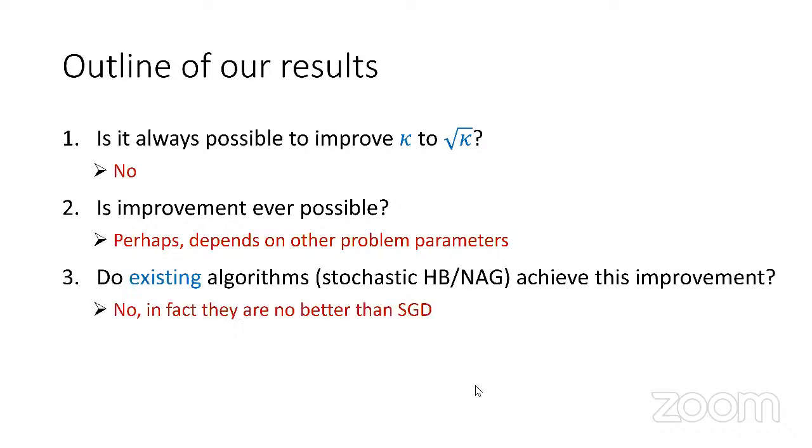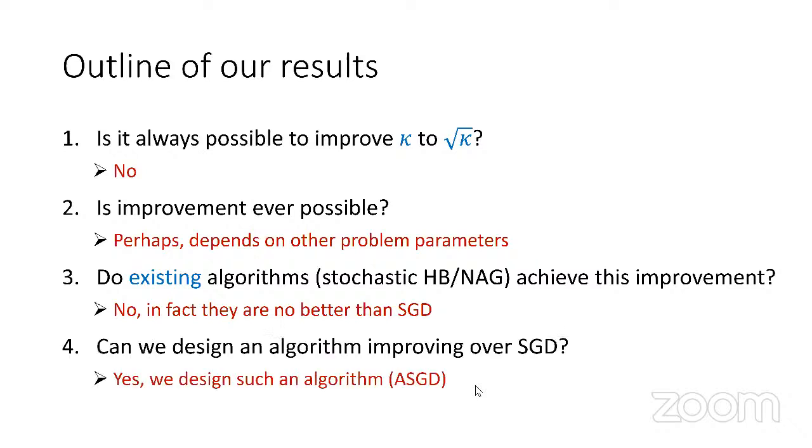So the third question is whether existing algorithms such as the stochastic variants of heavy ball and Nesterov's accelerated gradient can actually achieve this improvement. And it turns out that they cannot, and in fact, they are no better than stochastic gradient descent. And finally, we are able to design a new algorithm called accelerated stochastic gradient descent, which can improve the condition number dependence to something better whenever information theoretically it is possible.